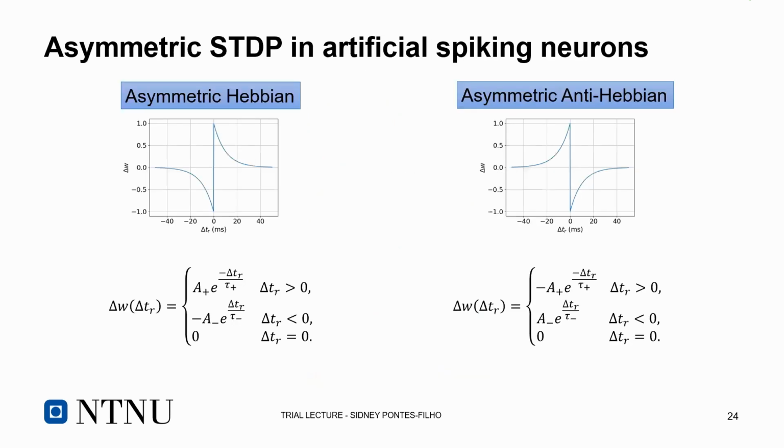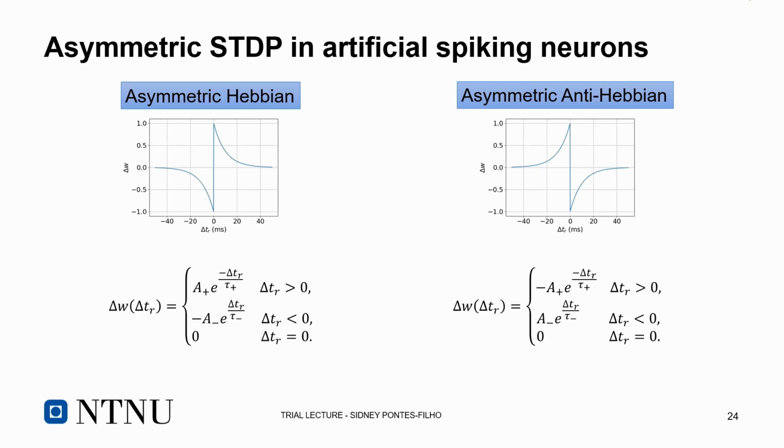And we have other types in artificial spiking neurons, and we have the type that is asymmetric. We can make all these plots with these formulas, like with exponentials. For the asymmetric Hebbian, we have the delta W, the change of the weight, based on the difference between the pre and post spikes, the spike difference in time, that is delta T.